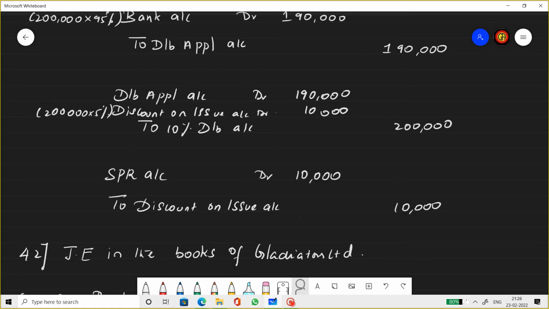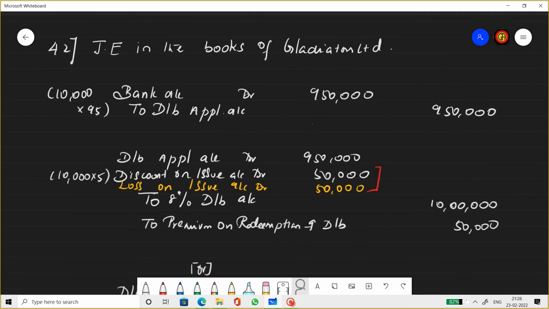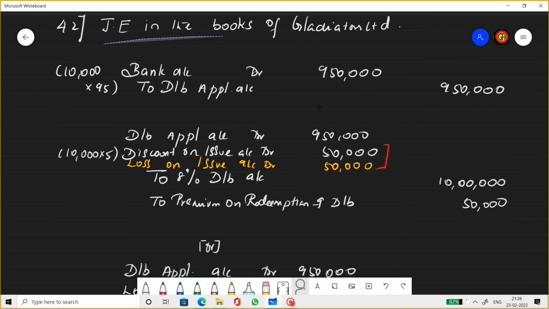So question number 42. Journals in the books of Gladiator Limited. Bank account debit to debenture application, 10,000 debentures issued at 5% discount, so collected only 95 rupees per debenture, 9,50,000. Now the transfer entry: debenture application account debit, discount on issue of debentures account debit, to 8% debentures, to premium on redemption of debentures, because the debentures are redeemed at 5% premium.